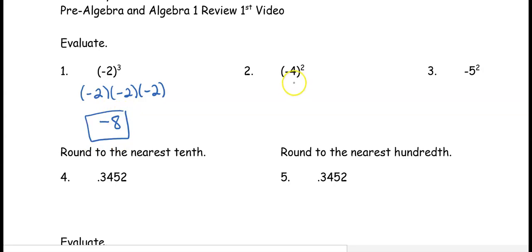Number 2, we have a -4 squared. Again, I look and I see that everything is inside of those parentheses. So that becomes a -4 times a -4, which gives a +16.